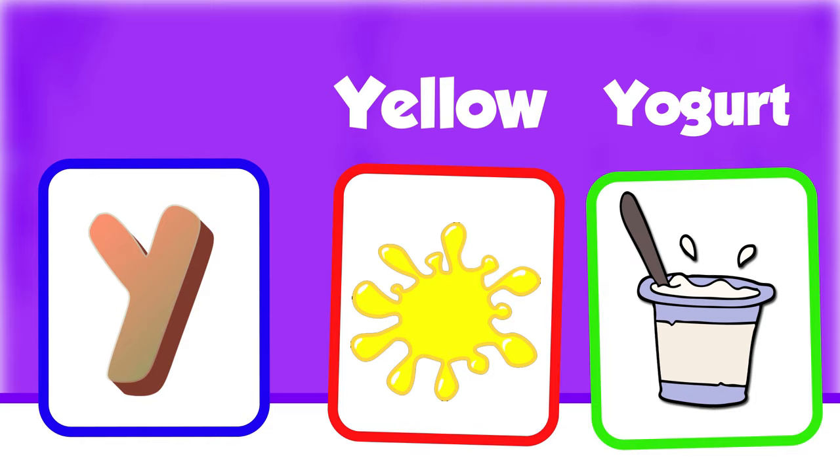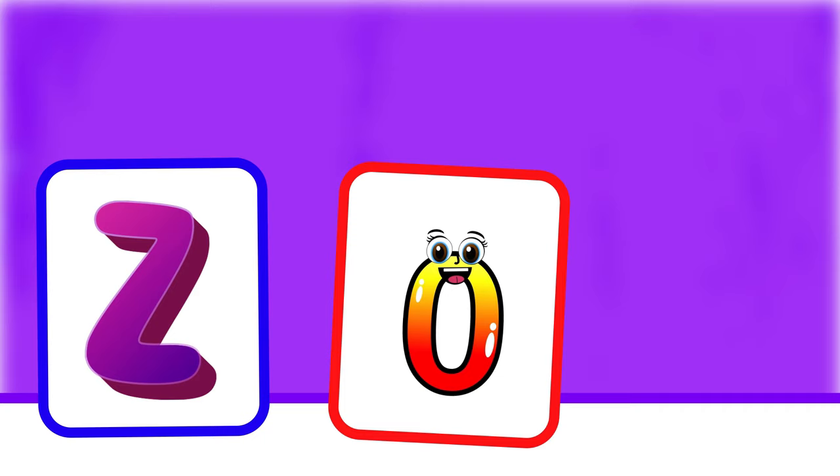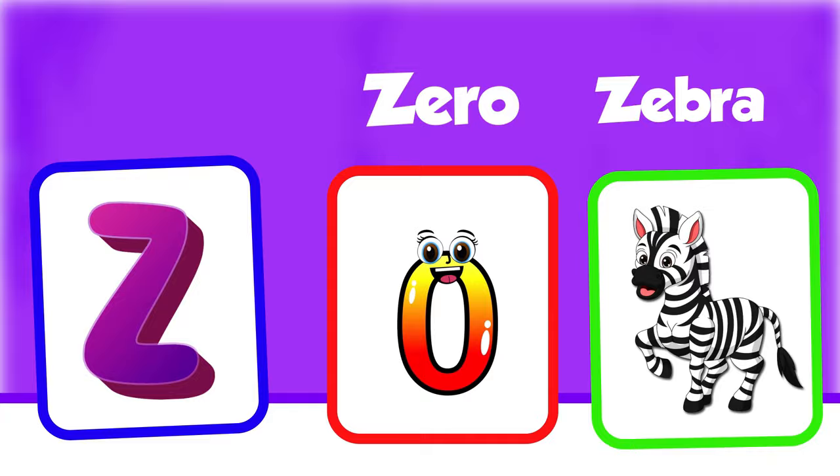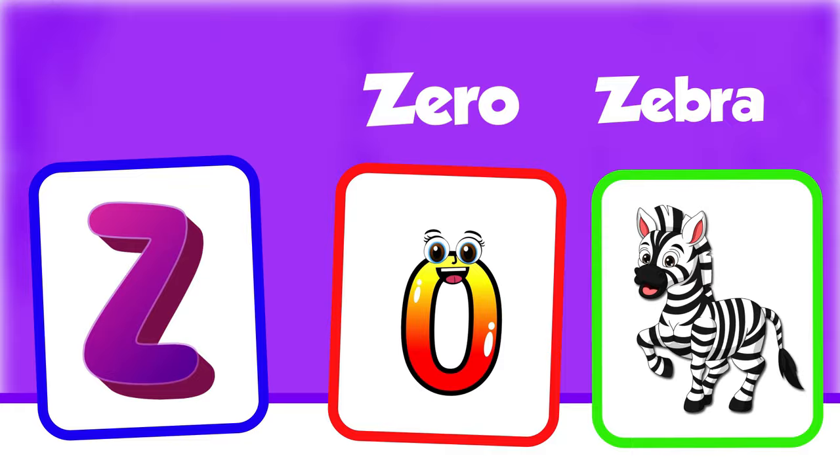Z is for zero, z z zero. Z is for zebra, z z zebra. Z is for z z z z zero. Z is for z z z z zebra.